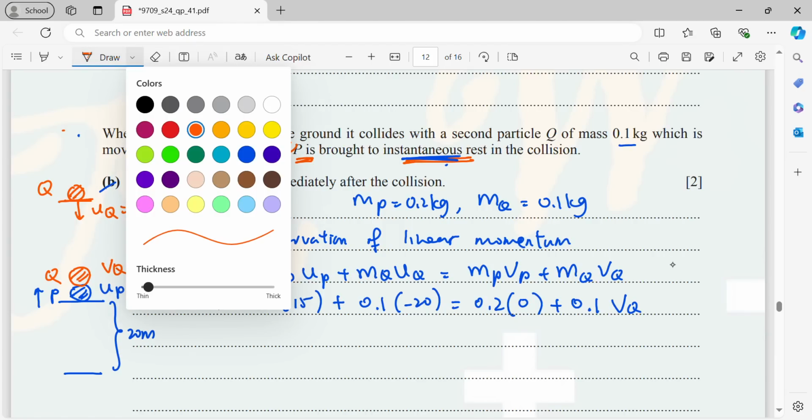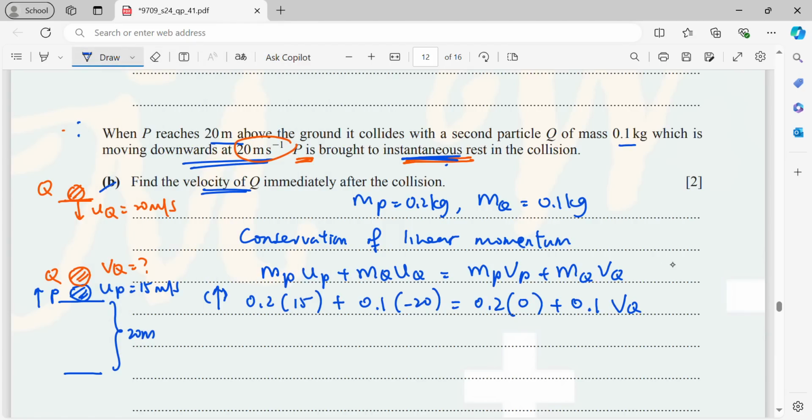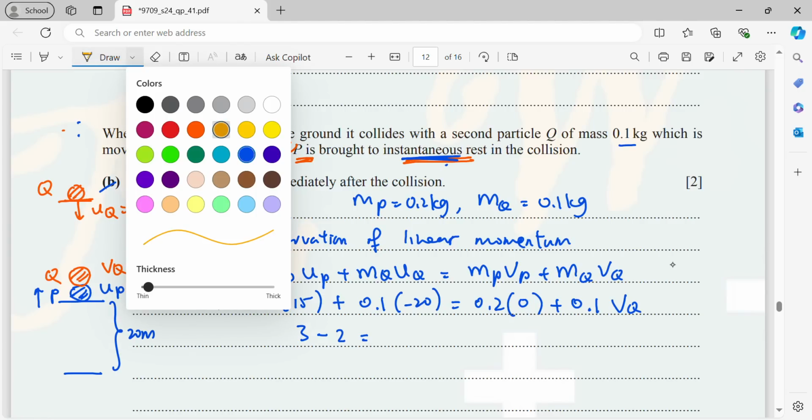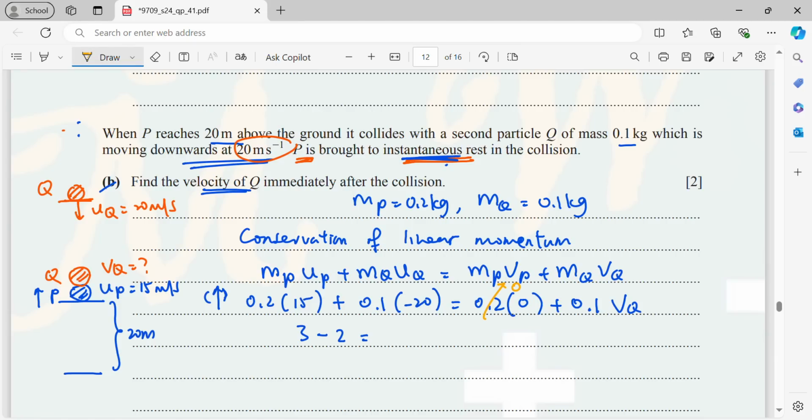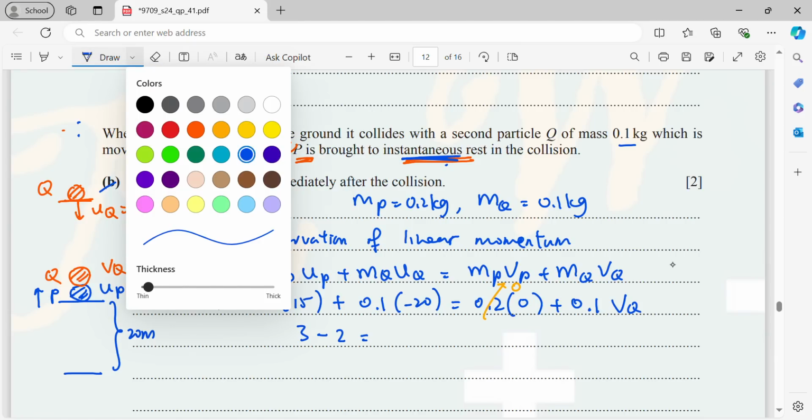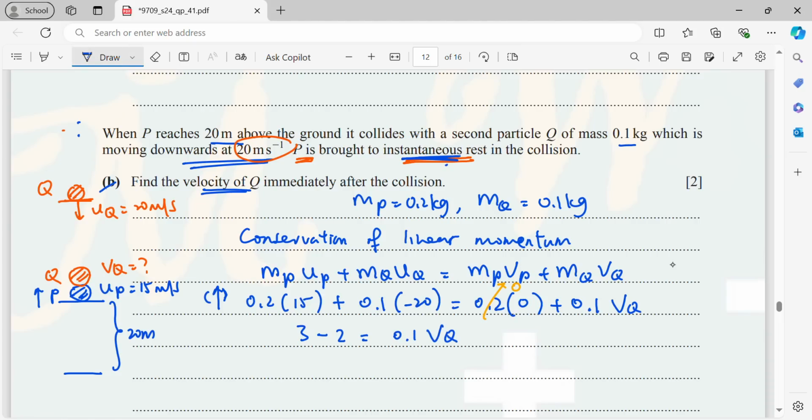Then from here, when you solve, the left hand side, first term 3, then 0.1 times minus 2 is minus 2. Then the first term on the right side will be 0 because 0.2 times 0 is 0. Then you are left with 0.1 VQ. So now 0.1 VQ, 3 minus 2 is basically 1. Therefore my VQ is 1 over 0.1 and I get positive.